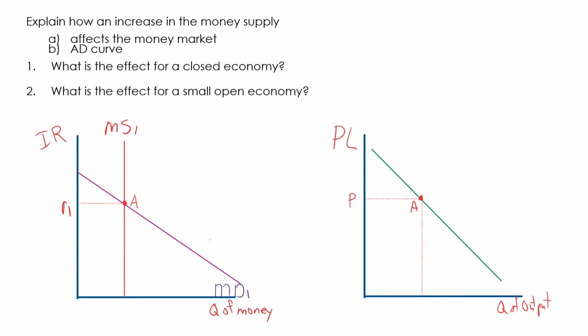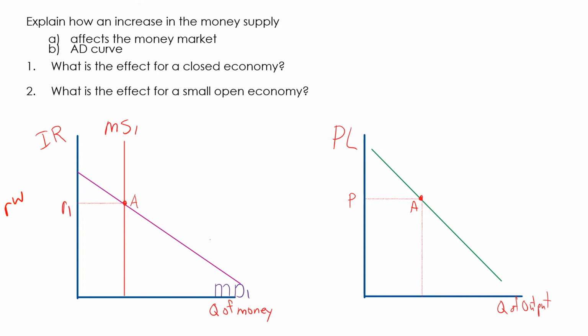All right, guys, so let's do number 2. What is the effect of an increase in the money supply for a small open economy? Well, when we're talking about an open economy now, we really have to think about the world rate, the global interest rate out there from countries that are like ours, that have assets that are very similar to ours in terms of the amount of risk, etc. So we have to think about that. So what happens?